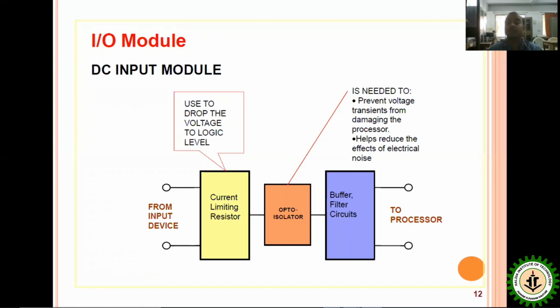After that, there is no direct connection between the processor and the I/O unit. Here we use the opto isolator, which provides non-connecting conversion of a voltage from analog to digital. It prevents voltage transients from damaging the processor and helps reduce the effect of electrical noise. The opto isolator separates the entire process from the I/O modules, which is very beneficial. After that, the buffer filter circuit is there, through which the input goes to the processor unit. So the input from the field device comes to the I/O unit of your PLC, goes through the current limiting resistor, then through the opto isolator, and then gets the chance to go to the processing unit.